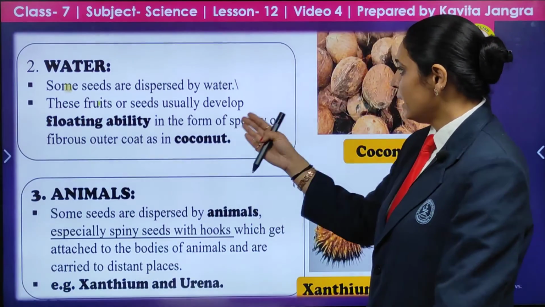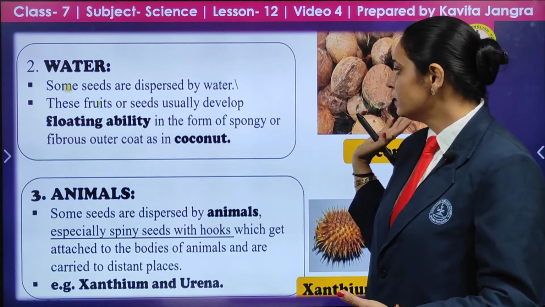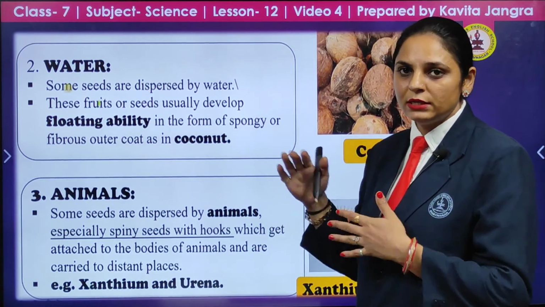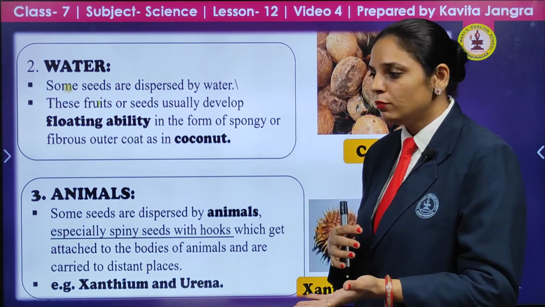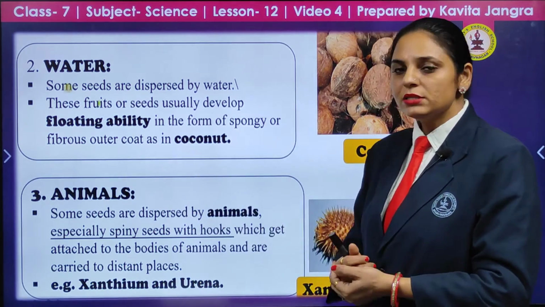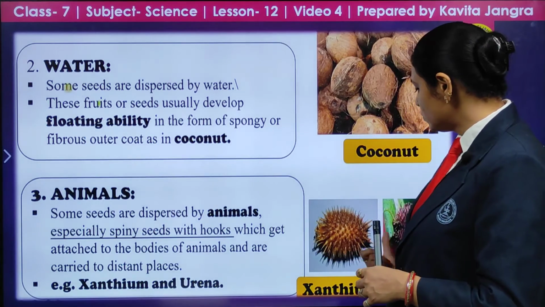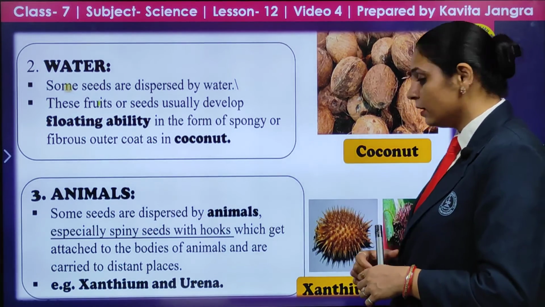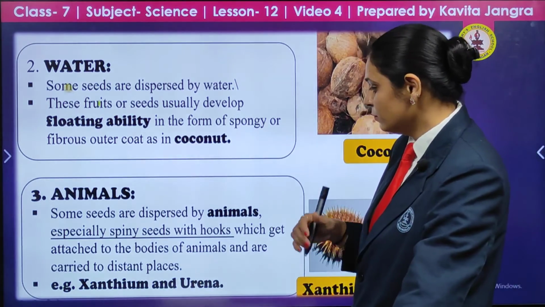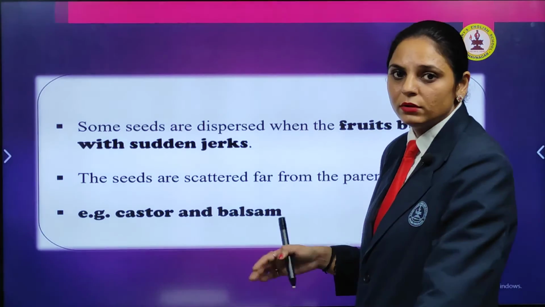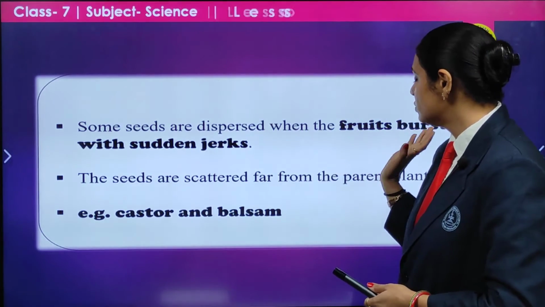And water, some seeds are dispersed by water also, as in the case of coconut, they will float and reach any place, and if they get favorable conditions they will grow into a plant. Now with animals, the seeds having spines or hooks like xanthium and urena will entangle in the fur, and when they go to any place and fall down, they give rise to a new plant. Now some seeds are dispersed when the fruit bursts.